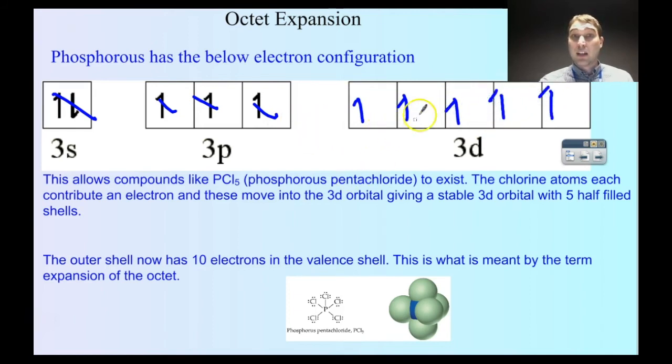Okay, and now it can form 5 bonds because it can get an electron coming in here, here, here, here, and here. So if we look at phosphorus pentachloride down the bottom, by sharing 1 electron with each of the 5 chlorines that comes in, we can get 5 bonds rather than the typical 3 bonds that phosphorus would make. So that's an example of how octet expansion would work.